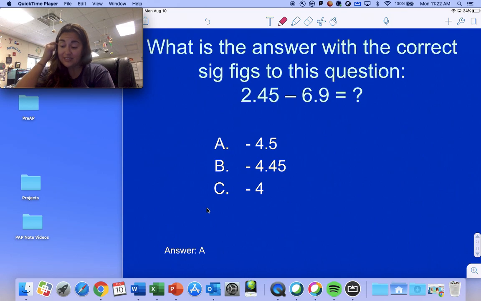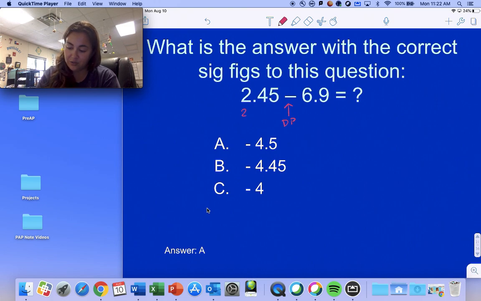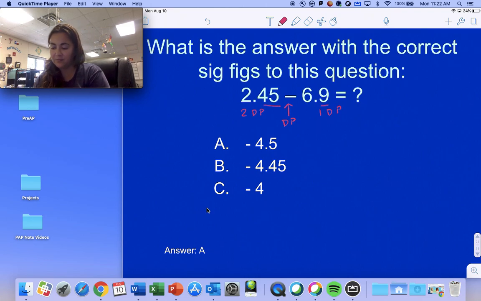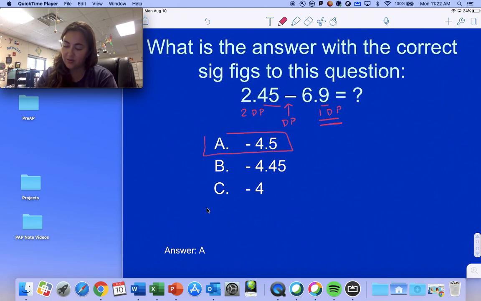For this next example, we are subtracting, which means I need to pay attention to decimal places instead. There are 2 decimal places here. There's only 1 decimal place here. Again, only spaces after the decimal. So I'm going to round to 1 decimal place, which means my answer would be A.